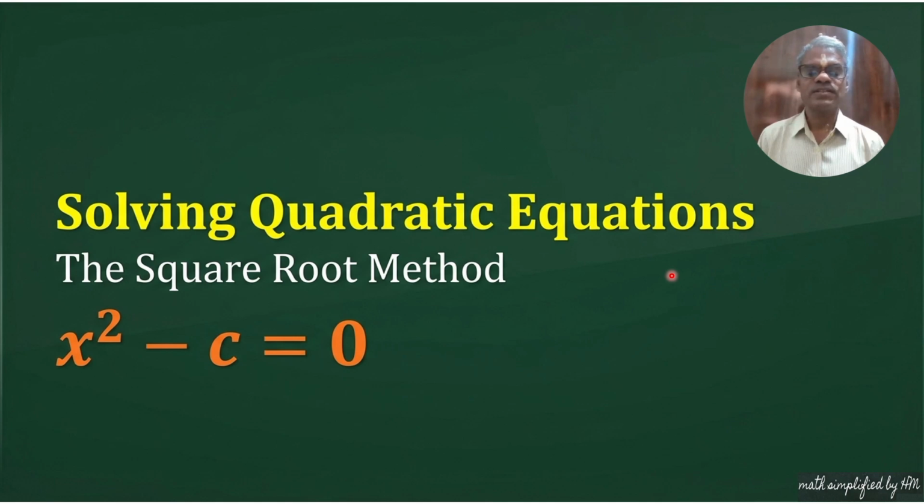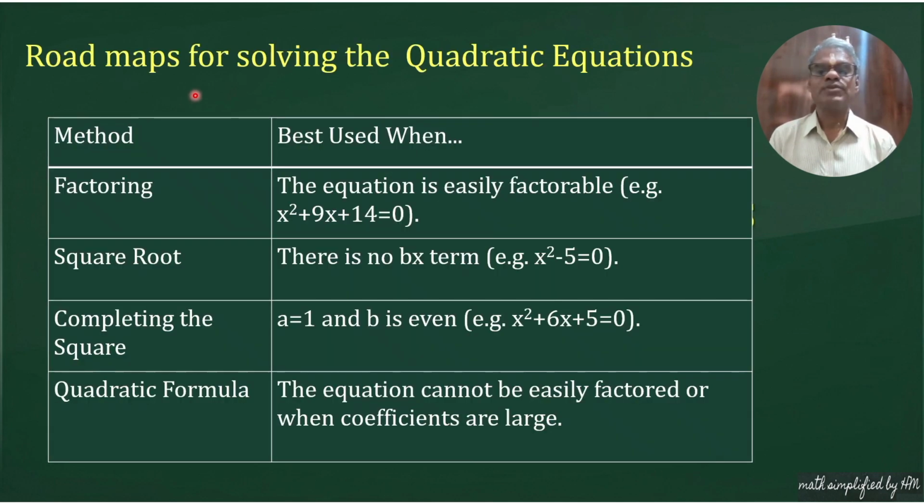Solving quadratic equations by the square root method, that is x square minus c is equal to 0. We have roadmaps for solving the quadratic equations. Factoring is best used when the equation is easily factorable. Example is x square plus 9x plus 14 is equal to 0. Square root is used when there is no bx term in the standard form of the equation x square plus bx plus c is equal to 0. Example is x square minus 5 is equal to 0.